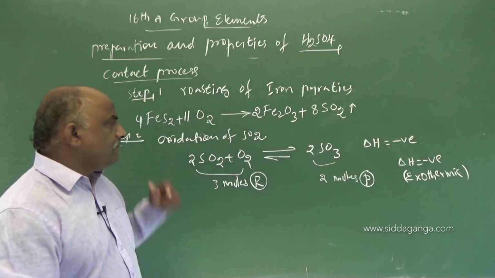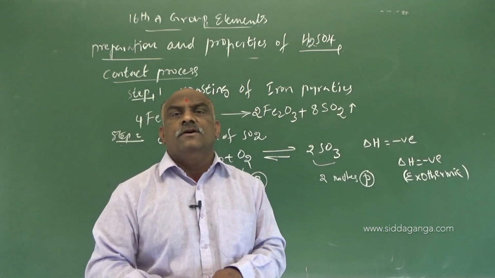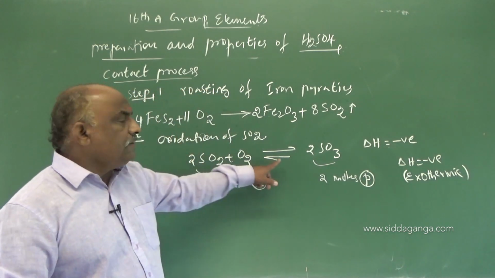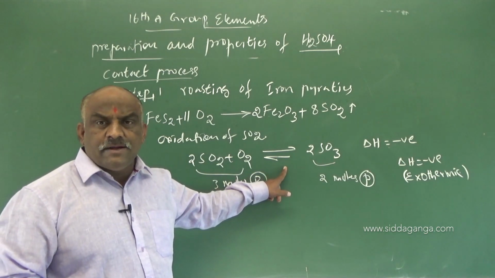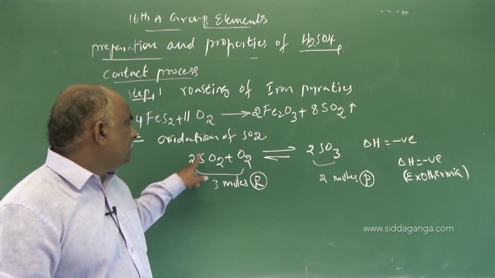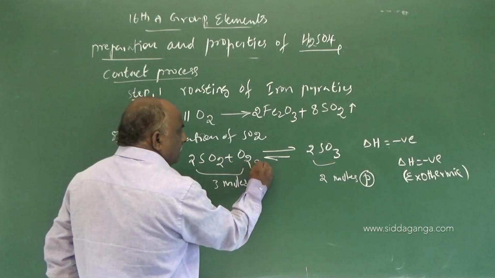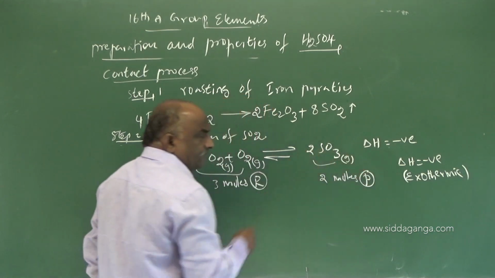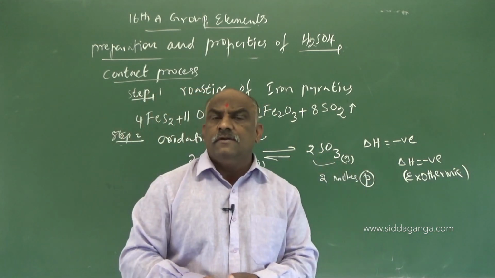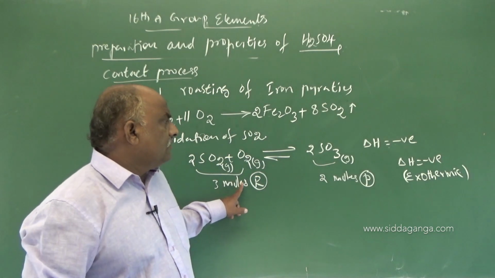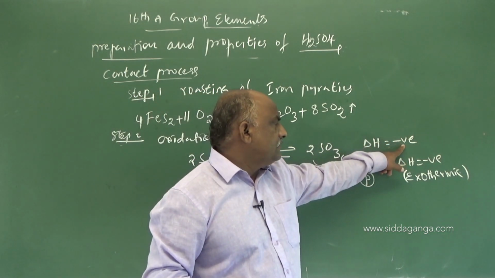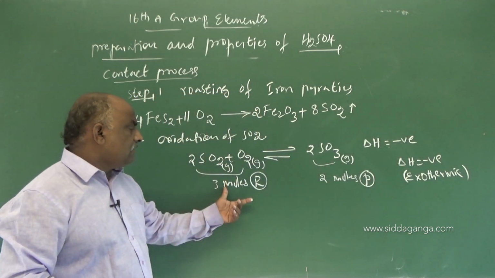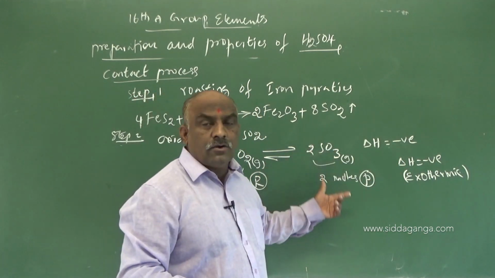This was the key step in the preparation of sulfuric acid. Step 2 was very, very important. Step 2 is an example of an equilibrium reaction: 2SO2 gas plus O2 gas in equilibrium with 2SO3 gas. The forward reaction is exothermic because the delta H value is negative, and the number of reactants is 3 moles while the number of products is 2 moles.